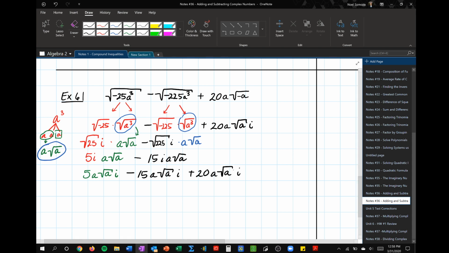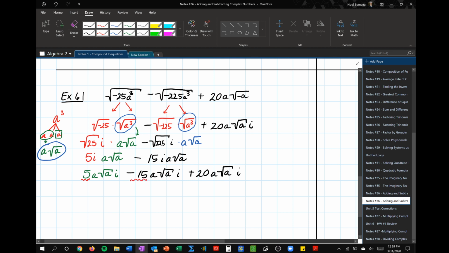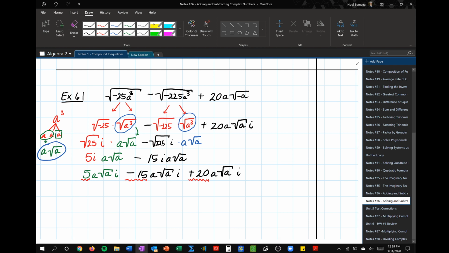Okay, so now let's see. Identify your coefficients first. Your coefficients are your whole numbers at the very front. That's why it's so important to write it out correctly and to put things in the correct order, because the coefficients, your whole numbers, should always be out front. So I have a coefficient of 5, a coefficient of negative 15, see how I'm including the negative, and then a coefficient of 20.